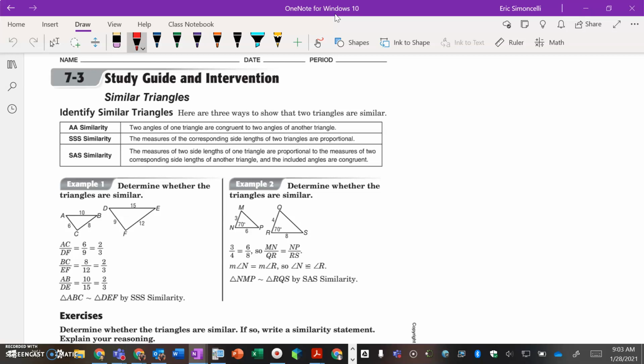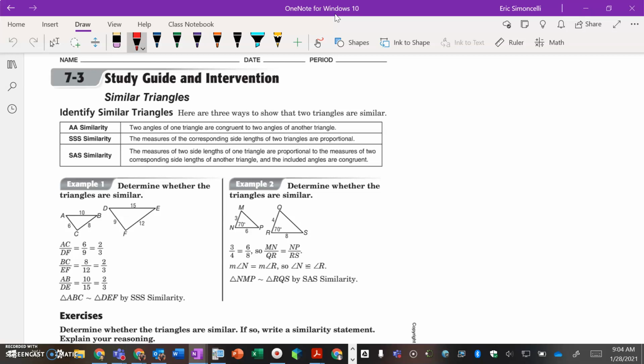Example 1. Determine whether the triangles are similar. As you can see, all you are given on triangle ABC and triangle DEF are side lengths. On ABC you've got 10, 8, and 6. And on DEF you've got 15, 12, and 9. So this can't possibly be angle-angle nor side-angle-side similarity. It can only be side-side-side.